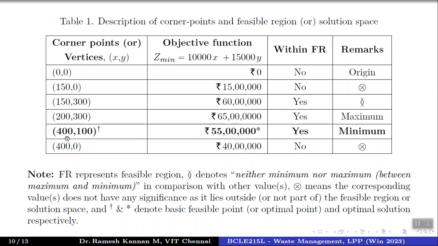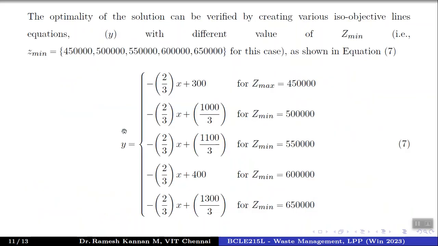So we need to send 400 tons to site x and just 100 tons to site y, right? And it satisfies all the constraints: x plus y equals to 500, 400 plus 100 equals to 500, and x is less than or equal to 400, yes, it is 400, and y is less than or equal to 300, it is just 100, less than 300, and x should be greater than 150, yes, 400 is greater than 150. It satisfies all the constraints, and hence this is the optimal solution.